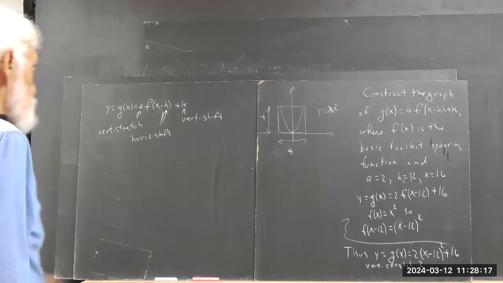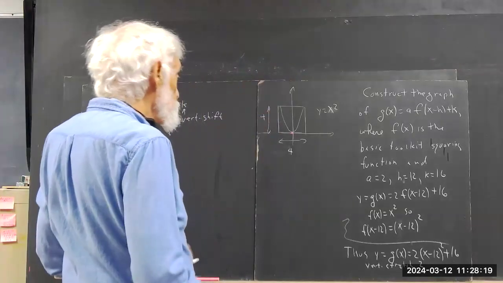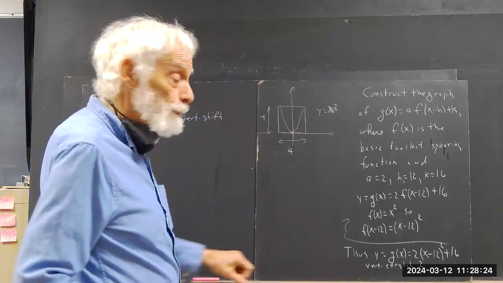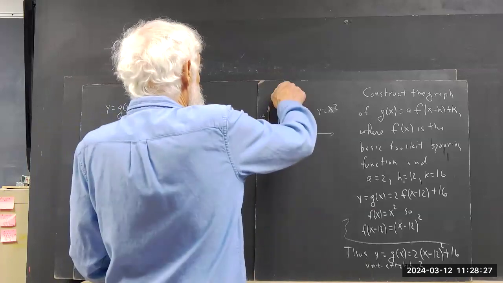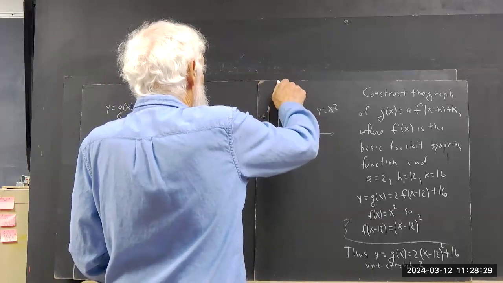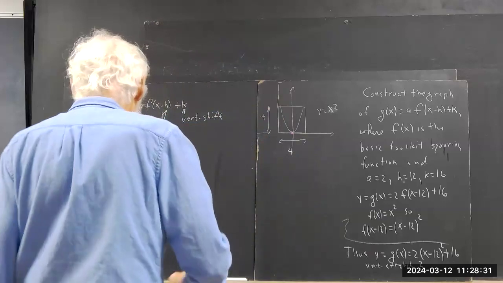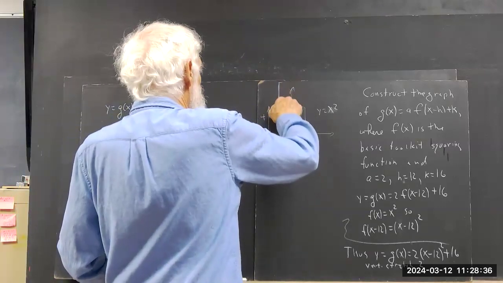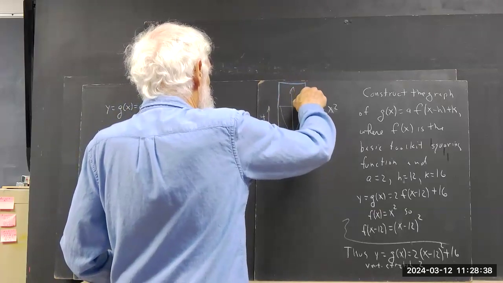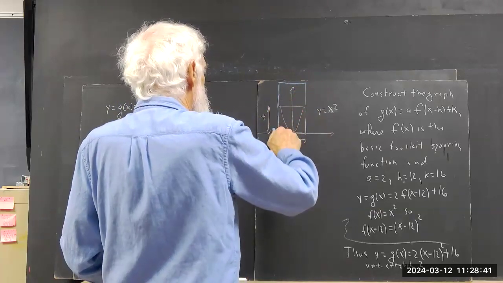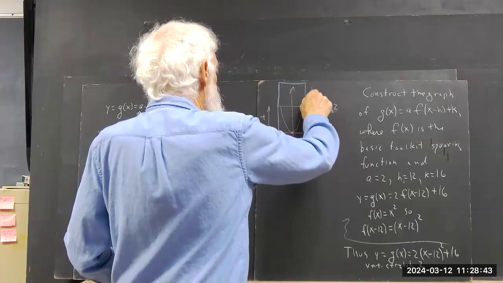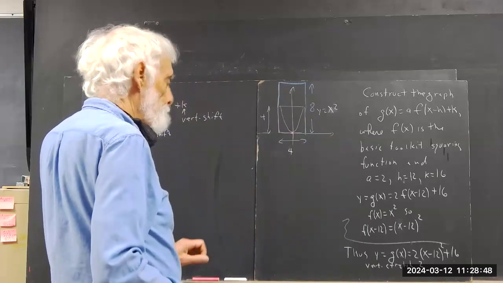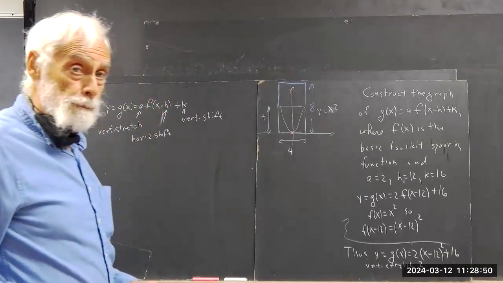When you vertically stretch this thing by a factor of 2, the vertical dimension 4 is going to be multiplied by 2. 2 times 4 is 8. Let's use a slightly different color here. Okay, so now we have this. I think it's 8 units high and 4 units wide. Then what do we do?